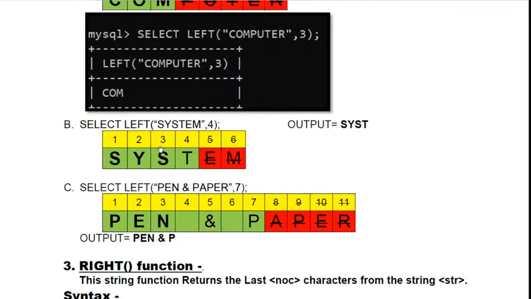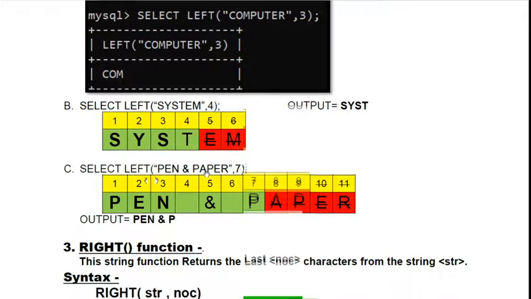Second example, select left system comma 4. So 4 letters from the left side, SYST is the output. Third example, pen and paper comma 7. So 7 letters from the left hand side: 1 2 3 is pen, 4 is the blank space, 5 and 6 the ampersand and again a blank space, 7 is P. So up to this place it will return pen, blank space, symbol, blank space, P. That's why the output is pen space and space P.